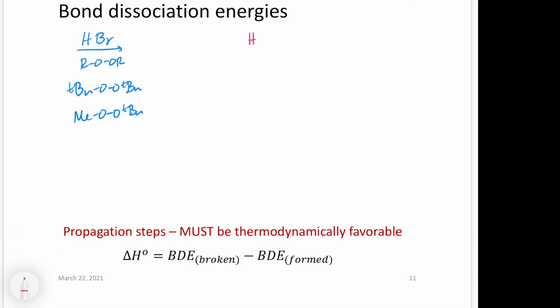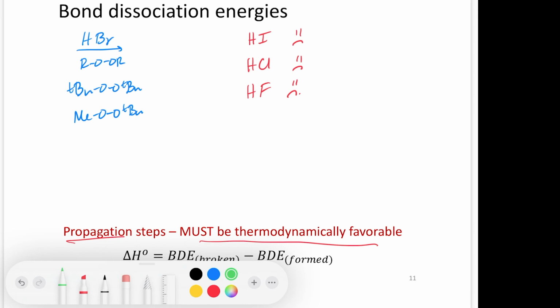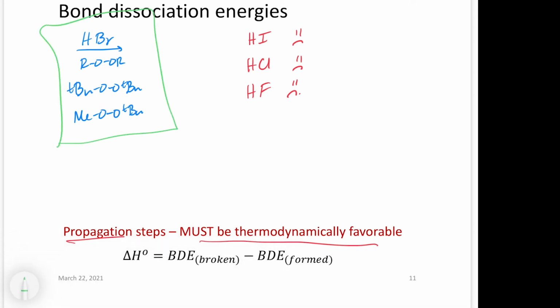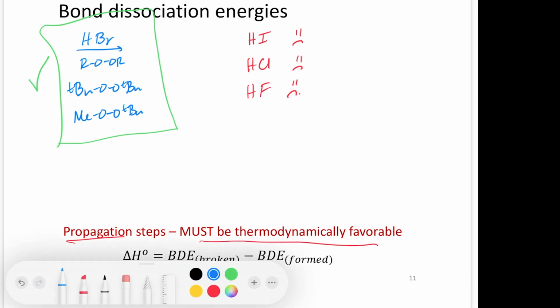So HI, HCl, HF, these all do not work. And the reason is because the propagation steps must be thermodynamically favored, okay? And so it's very unique with HBr. So HBr, this is where the green light is. This works. For HI, HCl, and HF, the energies don't quite work in our favor.